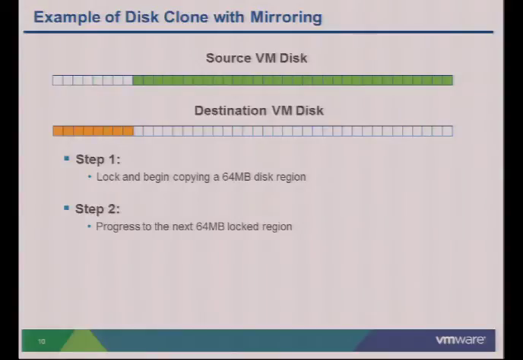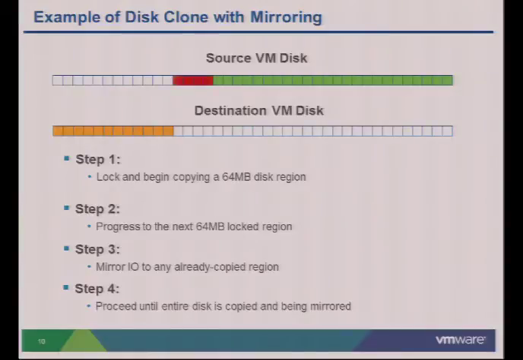So now we have an example of 2 regions we've copied and a whole bunch of regions we haven't yet copied. So that means if the VM tries to write to a region we've already copied, we have to split that I/O and mirror it. So let's take a look at an example of that. So as you saw, the VM tried to write to a region we've already copied. We mirrored that. In parallel, we continued the copy process. So let's just proceed along with the linear copy.